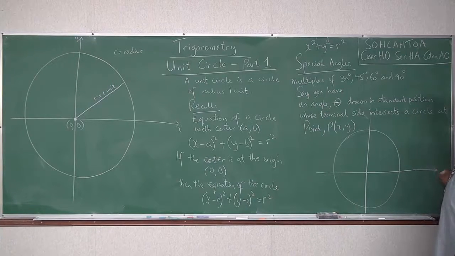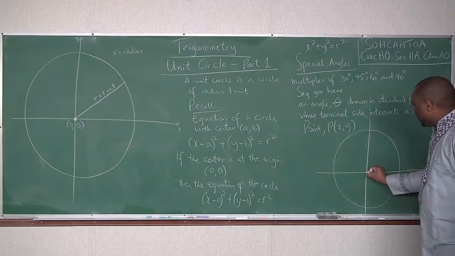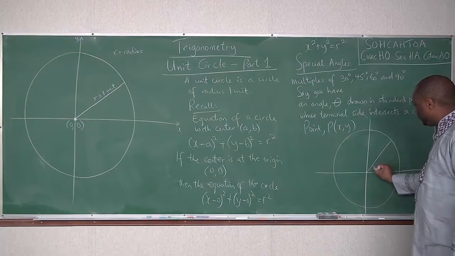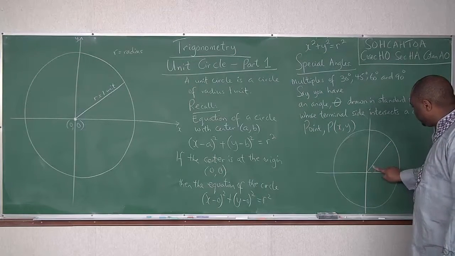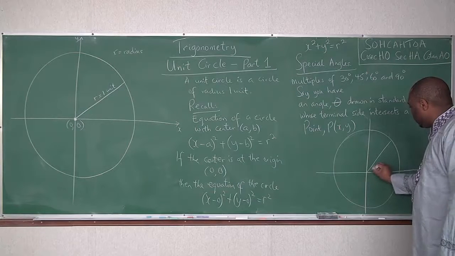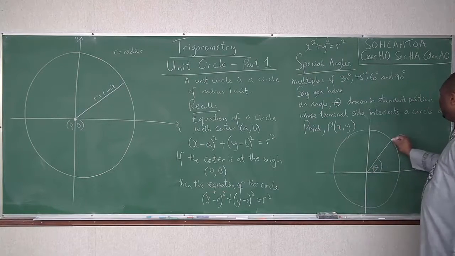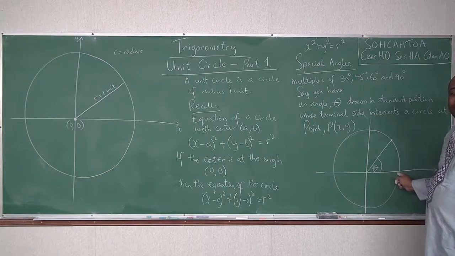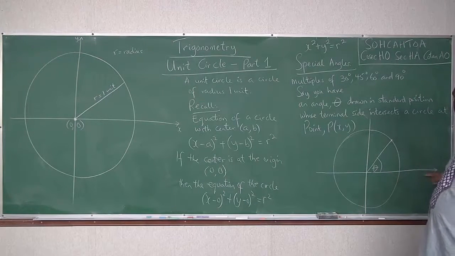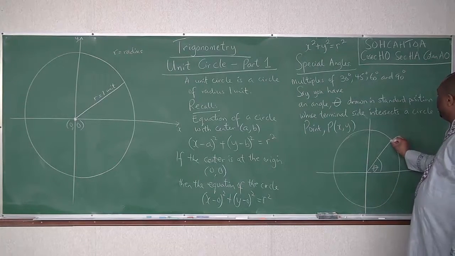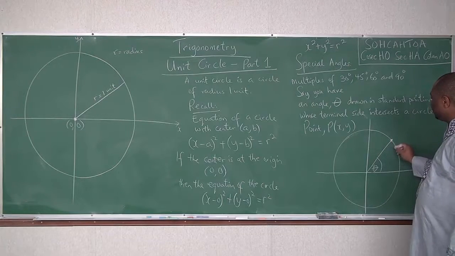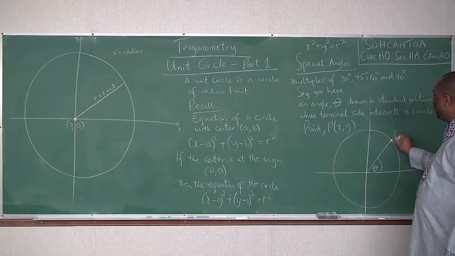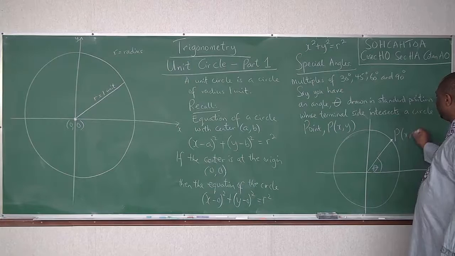And you have this angle here, say theta. Say you have this angle theta, whose terminal side is drawn in standard position, which means from the initial side. The initial side is the positive x-axis, whose terminal side intersects this circle at point P, x, y.